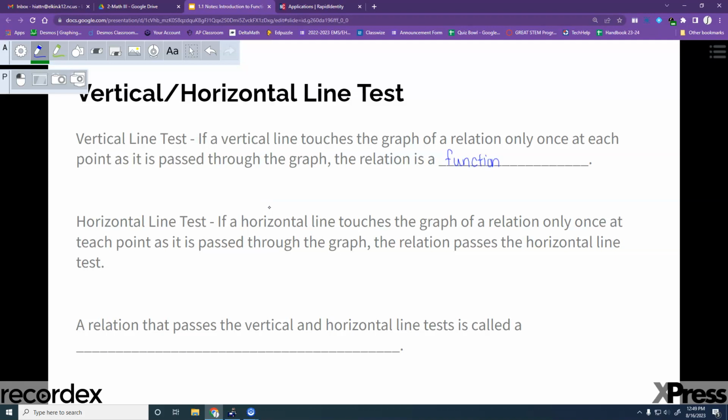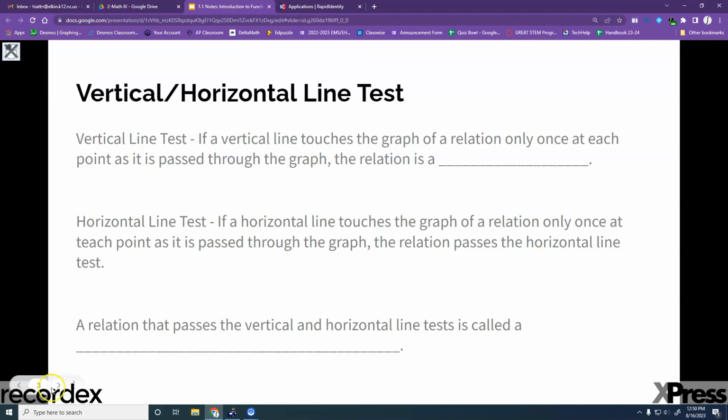So if it can pass the vertical line test and the horizontal line test, so we have a relation that passes vertical and horizontal, that is a special type of function that we're going to call a 1-to-1 function. So each x only has one y and each y only has one x. That's a special type of function, one that you probably haven't seen before, but it's pretty easy to identify. Let's look at a couple examples.